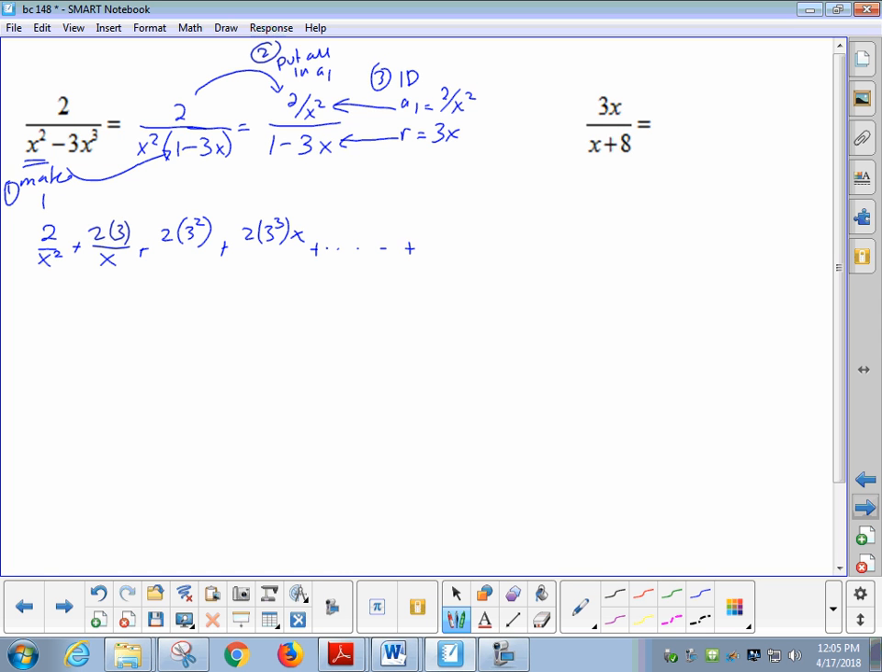Okay. What'd you get for a general term? Something along the lines of 2 over x squared is what I started with, and I multiplied by 3x n times. That's not a great general term, but there's 2 different x's. So let's clean up the x's, shall we?